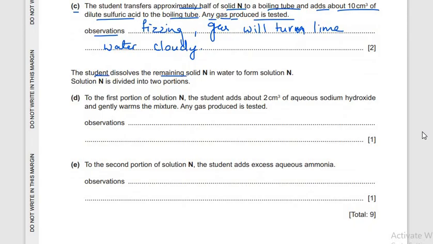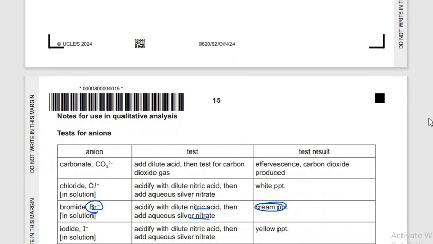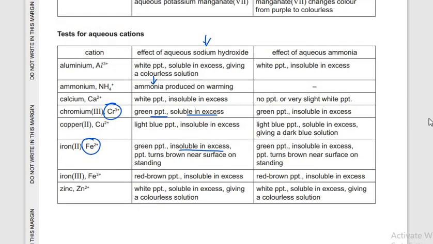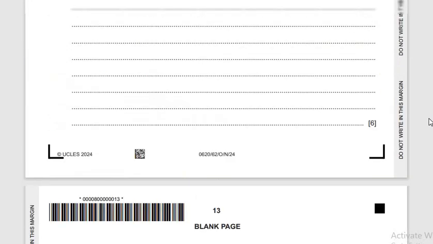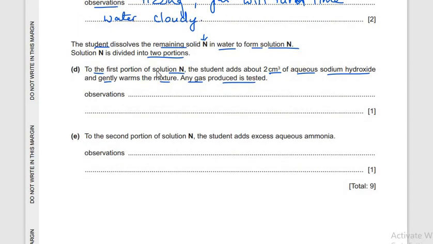Now the student dissolves the remaining solid N in water to form solution N, and the solution N is divided into 2 portions. To the first portion, the student adds 2 cm3 of aqueous sodium hydroxide and gently warms the mixture, and any gas produced is tested. If the ammonium ion is present, then on heating it is going to produce ammonia gas. The common test for ammonia gas is that it turns red litmus paper blue. So the observation is that the gas produced turns red litmus blue.